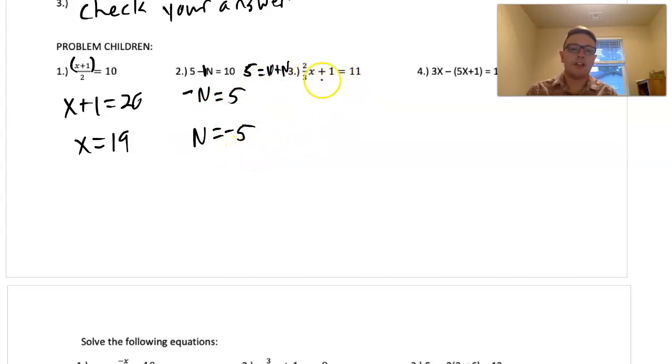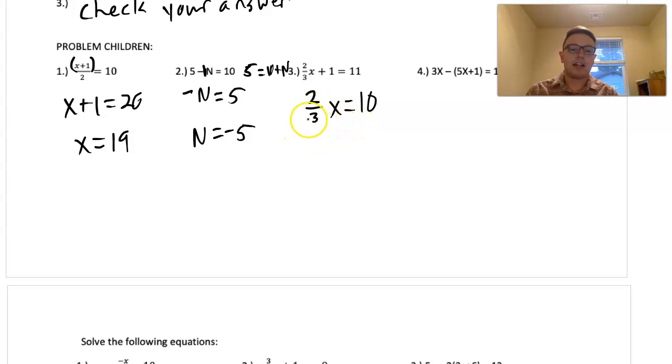All right, for this one, we subtract the 1. So we're left with 2/3 x is equal to 10. Now, how do we get rid of this fraction out in front? How do we do this? We'd have to divide by a fraction.